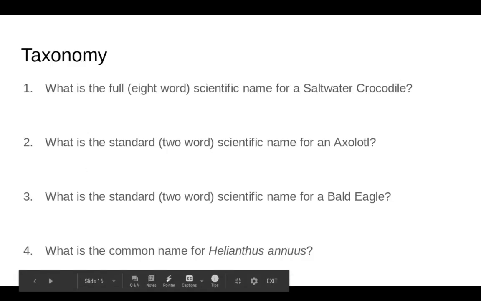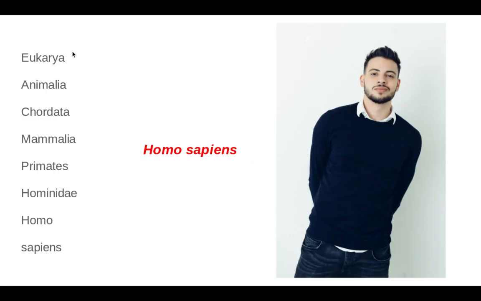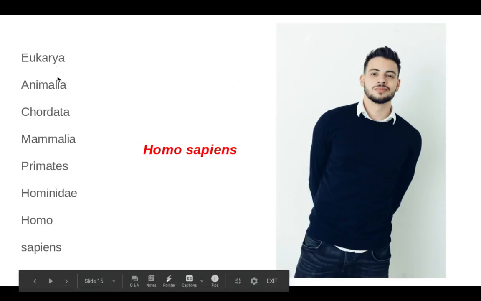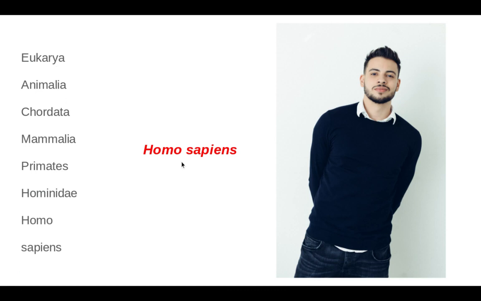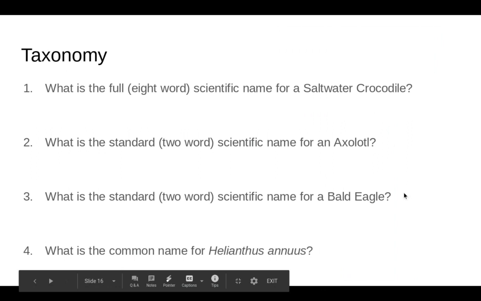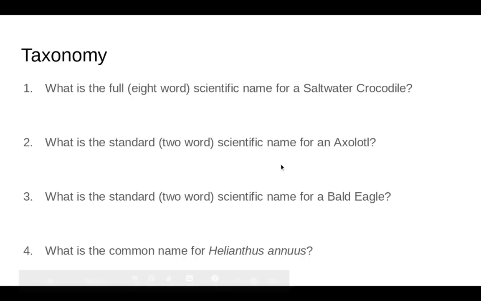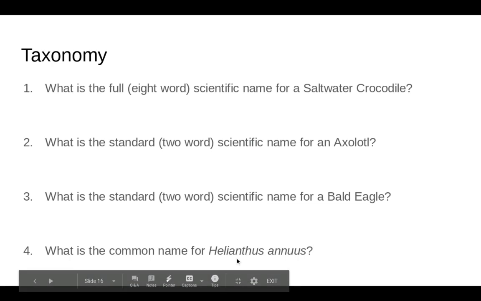So these are some questions that I'd like you to do. For question number 1, you need to have the full 8-word scientific name for a saltwater crocodile. That means you need all 8 words, but the ones for a saltwater crocodile, not a human. For questions 2 and 3, you only need the 2-word scientific name, just the genus and species, just the final 2. And finally, for question 4, you've got to find the common name. I've given you the genus and species, Helianthus anus. You've got to write down the common name.